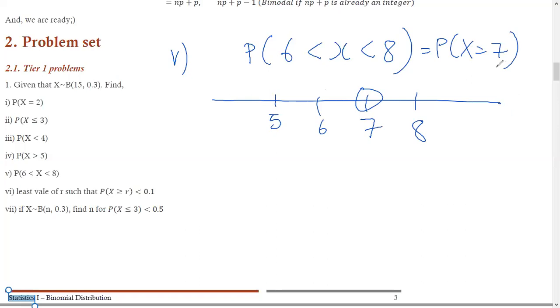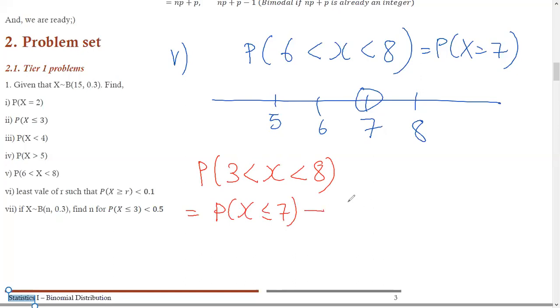Maybe I just modify the question a bit to show you how we transform if needed. So let's say I have 3 < X < 8. To convert this, I must change it to P(X ≤ 7) minus away P(X ≤ 3). So how did I get this conversion?